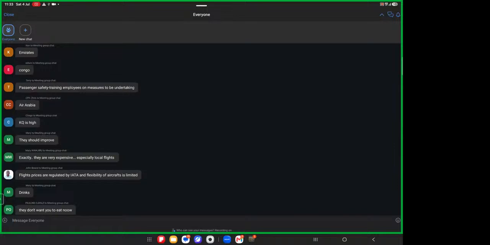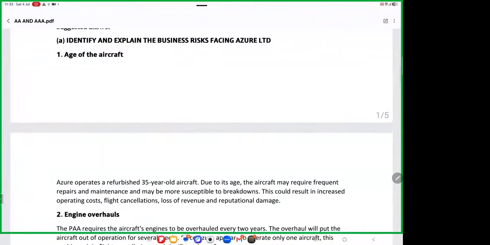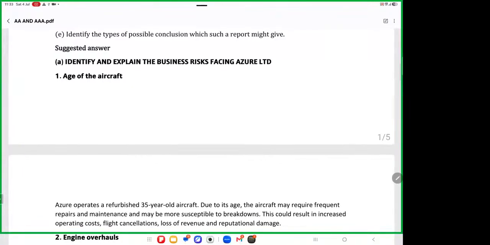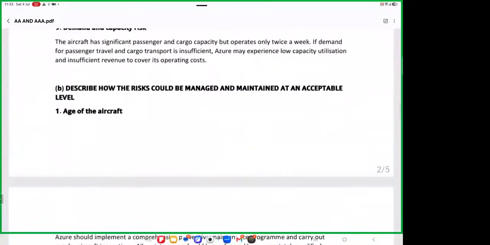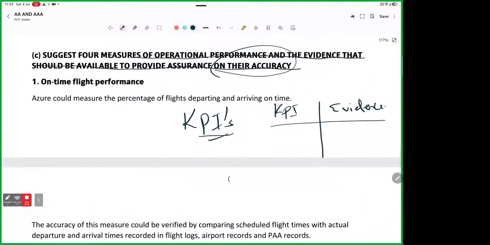Great. Passenger safety training employees on measures are great. So now that we've discussed that, let's go to the answer, and then we finish this. So identify and explain this. That's where we finished. B. Suggest 4 measures of operational performance and the evidence that should be available to provide assurance on the accuracy.